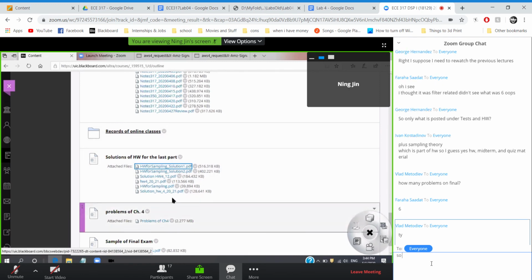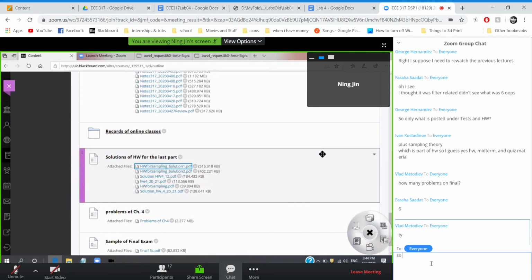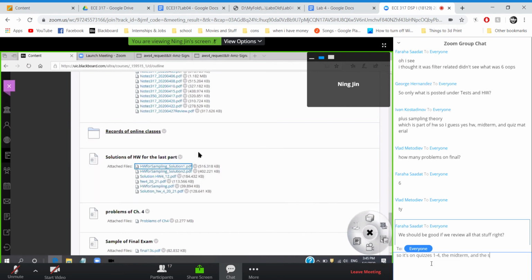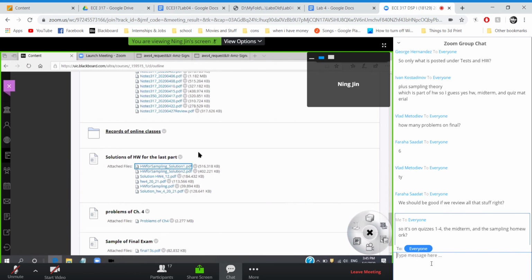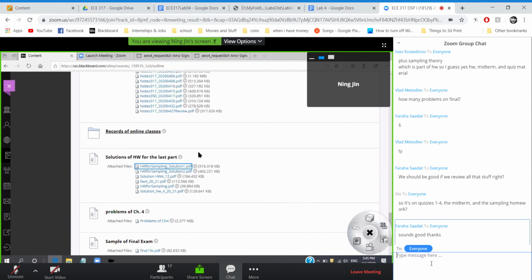Okay. So besides the homeworks for quiz 1, 2, 3, 4, and homeworks for the midterm, you also need the homework for this part. Got it? We should be good if we review all that stuff, right? So it is on quiz 1 to 4, midterm, and the sampling homeworks. Right.